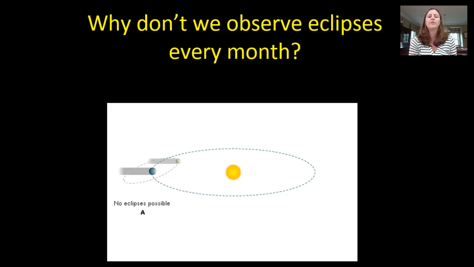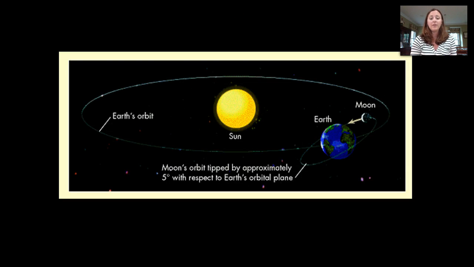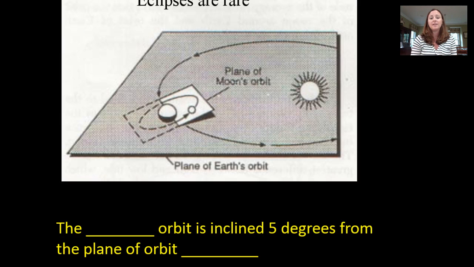So why don't we observe eclipses every month? We always have full moon and new moon phases every month. Well, this doesn't always occur because the moon is orbiting us at a tilt of 5 degrees. So even though we can see a full moon and a new moon once a month, sometimes twice on a blue moon, it doesn't always align with the sun perfectly to cast the shadow or to block out the sun or the moon and to create an eclipse. So because of the moon's tilt, we don't always see the eclipses. And in fact, they are considered to be rare.